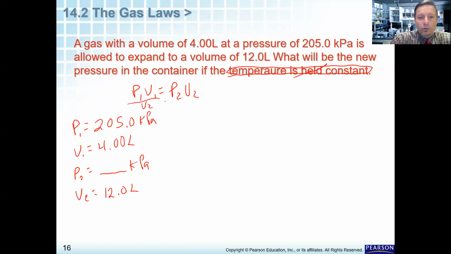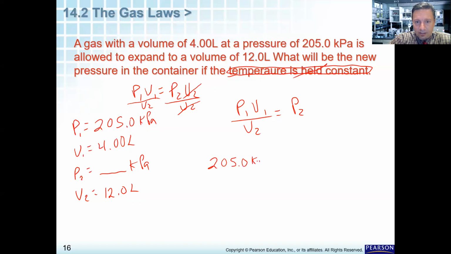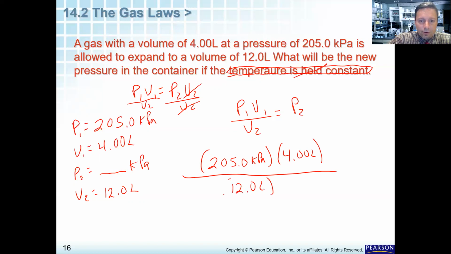So I'm solving for pressure, my secondary pressure. So to get rid of that, I'm going to divide by V2 and cancel it from the one side, and now I can rewrite this. So now I have P1 V1 divided by V2 equals my final pressure. So now I can plug in to this formula. So I'm going to go 205.0, and this is kilopascals, parentheses. My volume 1, my initial volume is 4.00 liters. And I'm going to divide that by my volume 2, which is 12.0 liters in parentheses. And I'm going to cancel off my liters, and that's going to leave me the units that I need, which is kilopascals.